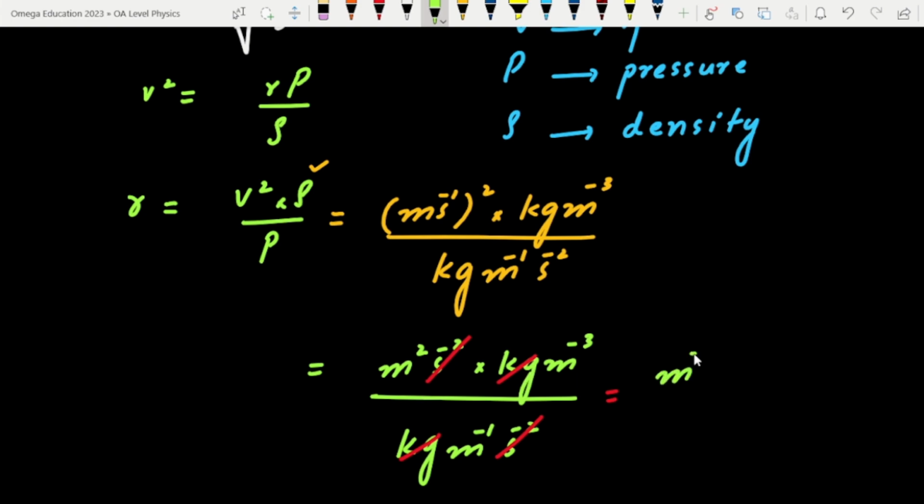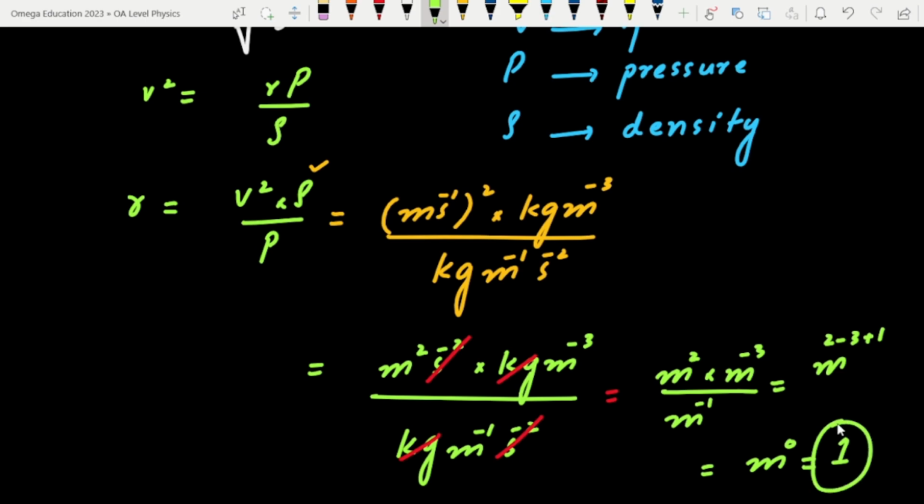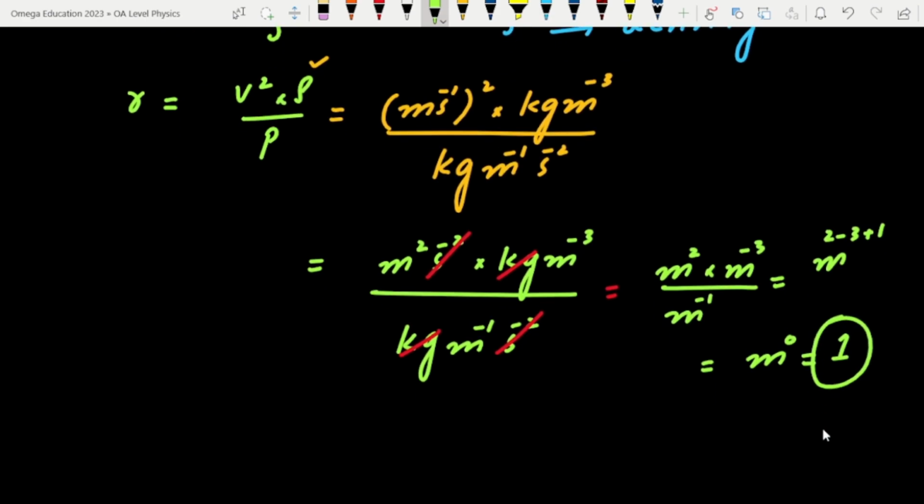So you'll be left with m squared into m minus 3 divided by m minus 1. Let us apply the laws of indices. So you'll have 2 minus 3 plus 1. So 2 plus 1, you get 3. 3 minus 3, you get 0. M raised to the power 0. What are you left with? You're left with 1. So the final answer on the right hand side is 1.